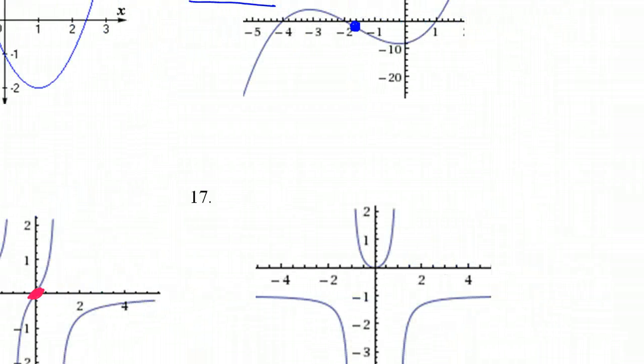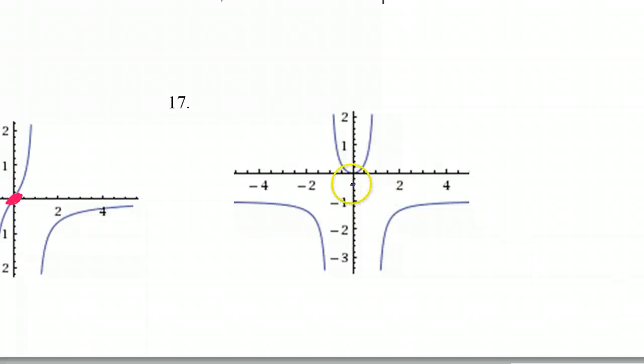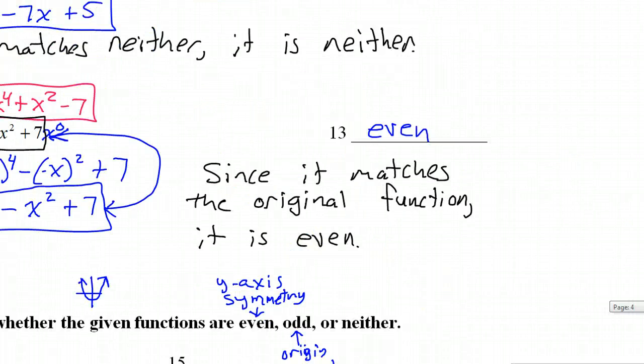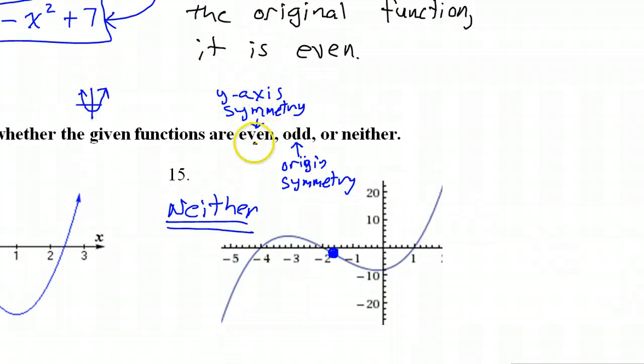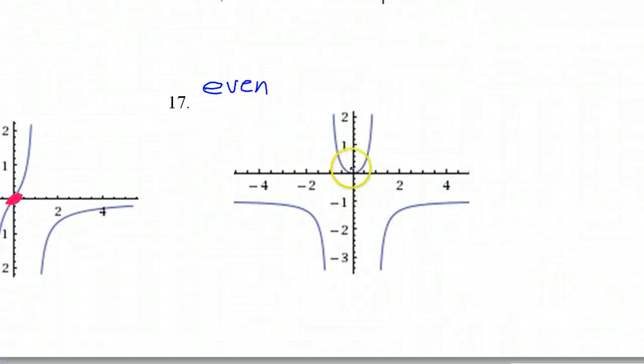What about number 17? Last chance. Alright, is this even, odd, or neither? Say it out loud. Alright, this is even symmetry. We said it would be even if it had y-axis symmetry. And you can see the y-axis splits this image right down the middle like a mirror. This half is a reflection of this half. So it has y-axis symmetry. That makes it even.